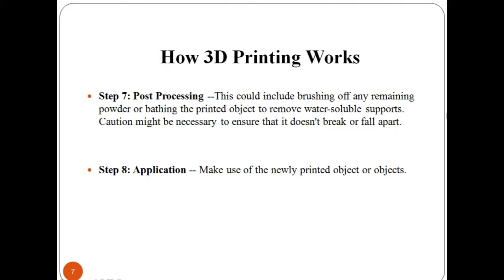Now have a look at the process application, where you make use of the newly printed object. Early in the design process, you can use FDM to make a model to review form. Then update your design based on any flaws that you have identified. Again, print, review and update your design. Repeat the iteration process until you find the perfect concept.